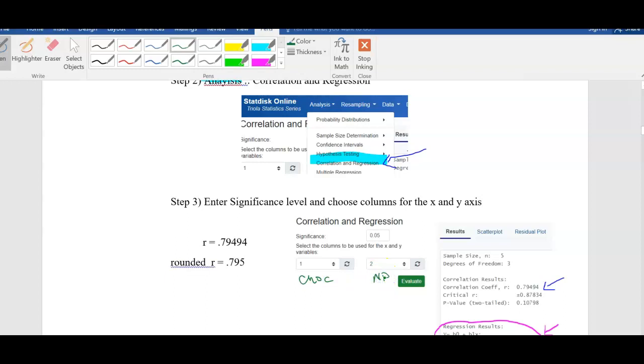All right, and we want to evaluate this with a 0.05 significance level. When we do that, we get an R coefficient of 0.79494, the same as we did by hand. We're going to be looking at these critical values here in a little bit, and the p-value. Both of those are going to be important.